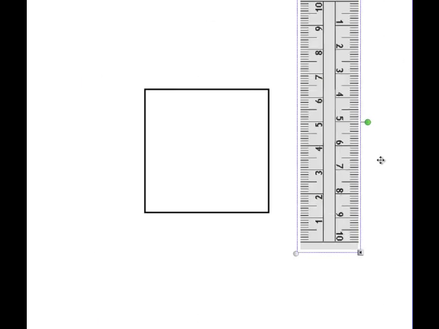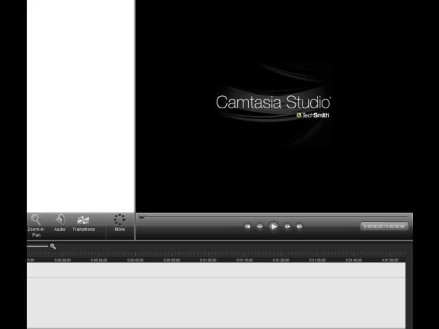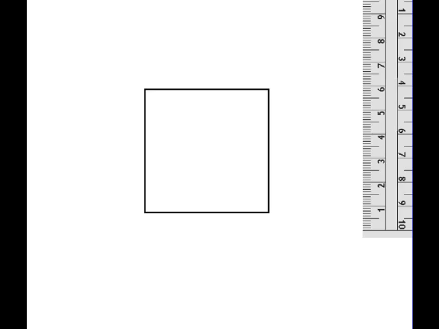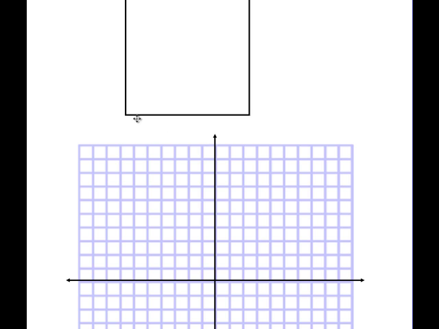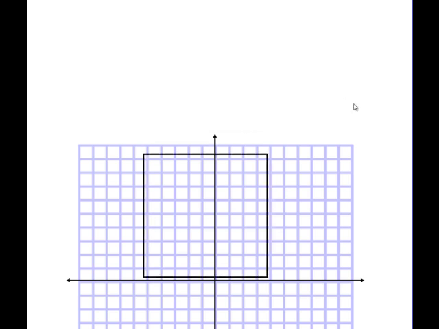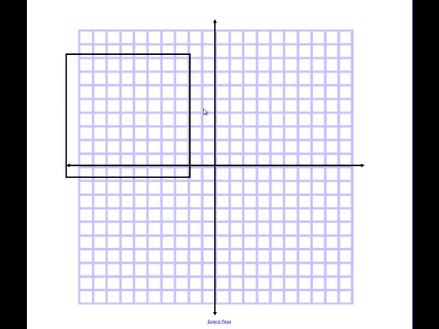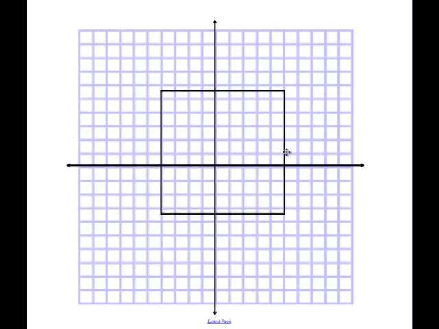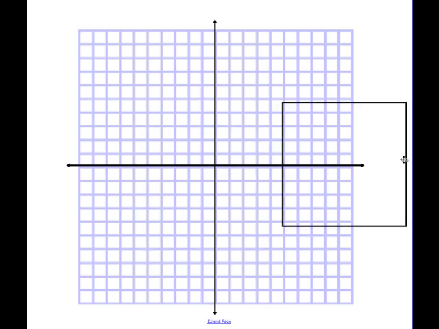So what if we did something a little bit differently? Let's bring this down and let's look at just a regular Cartesian coordinate plane, right? A graphing plane. And we can put this anywhere, right? It doesn't change the fact that it's a square. It could be a square up here, it could be a square over here, it could be a square here.